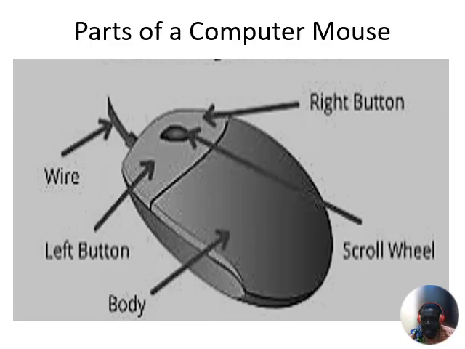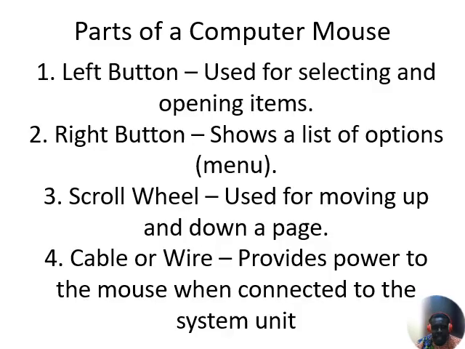All right, so let's look at what each part of them does. The left mouse button is used for selecting and opening items. It depends on how you click it. Click it once, it selects items; double click it, then it opens an item. Now the right mouse button shows a list of option menu. In most books we call it a pop-up menu because when you right click on the screen, a menu appears.